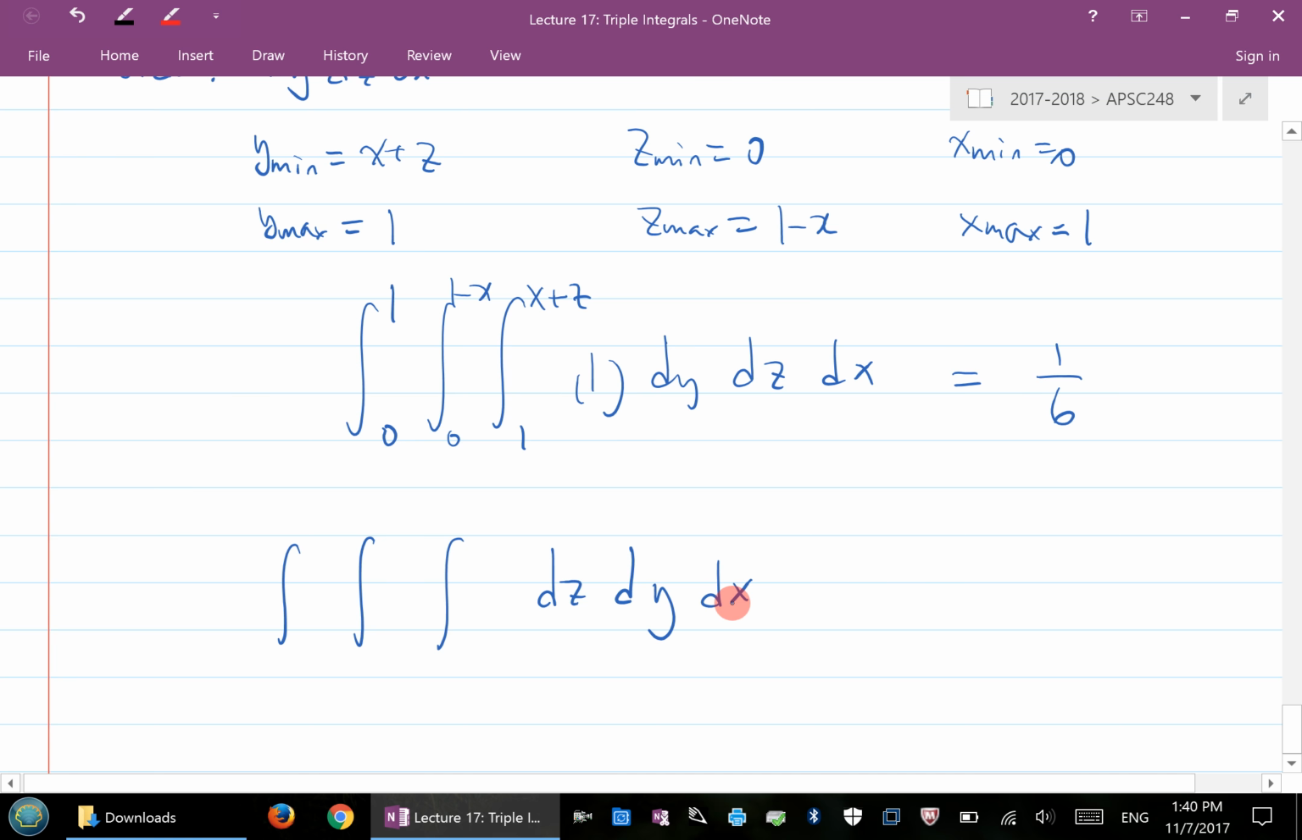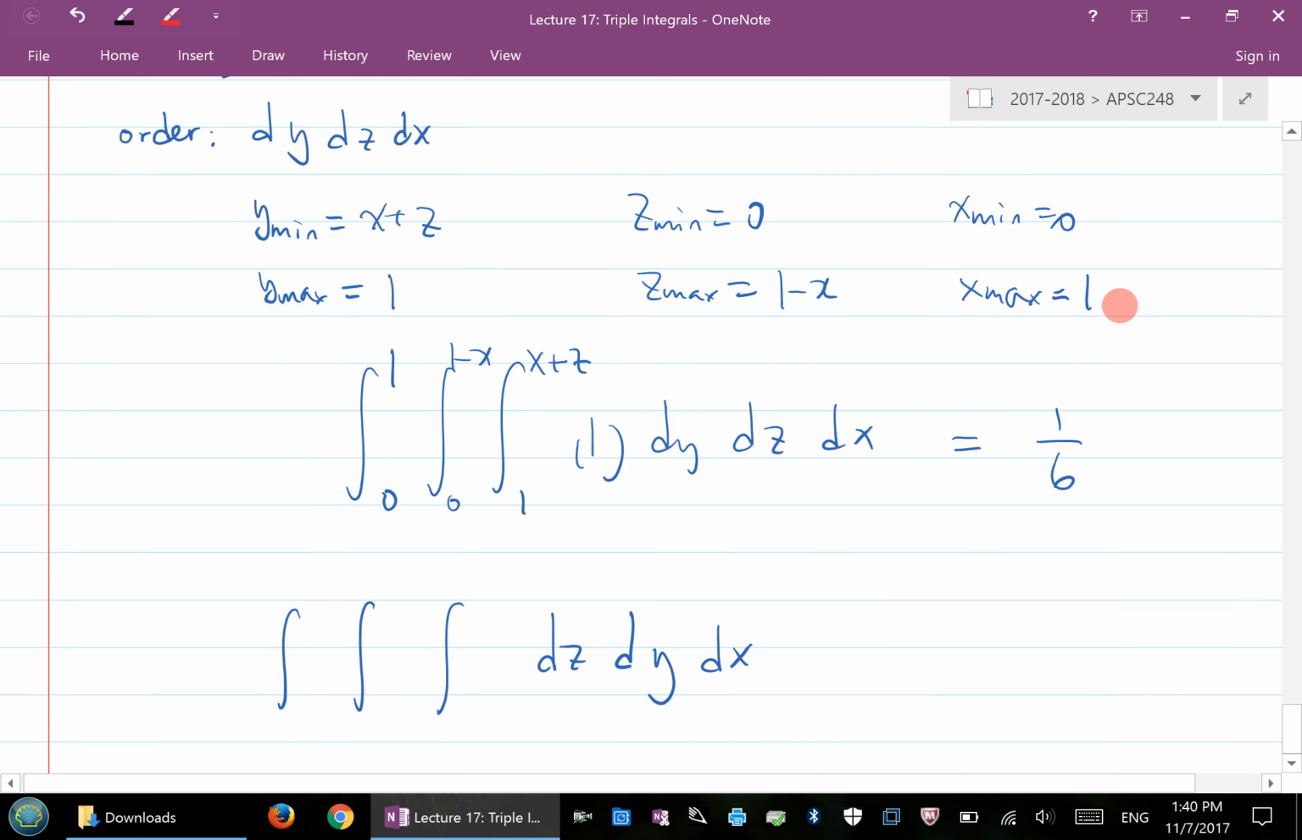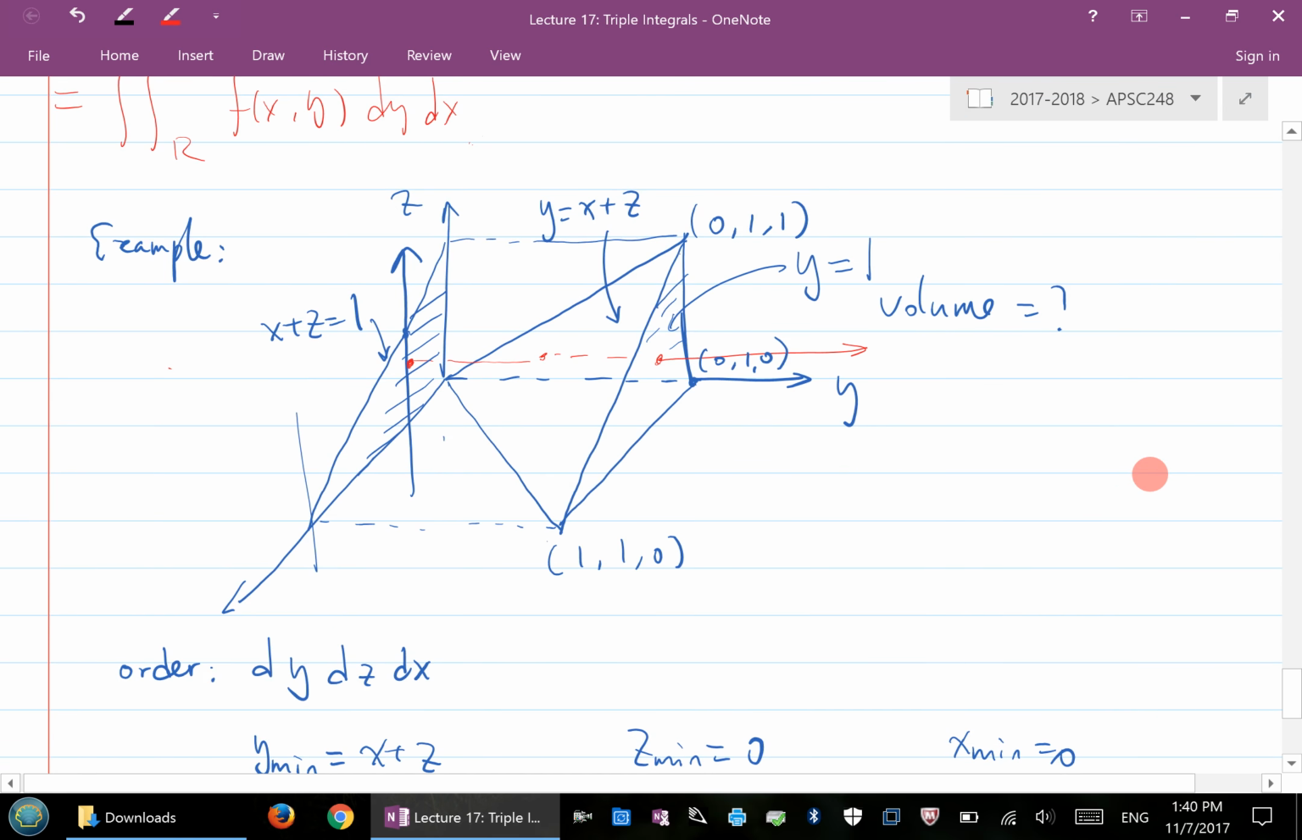Try this dz, dy, dx. Try this order. If this is the order, then what will be the limits for z, y, and x? Okay, so z, y, x as the order. Z, y, x. So now if z, y, x, what will be the shadow?